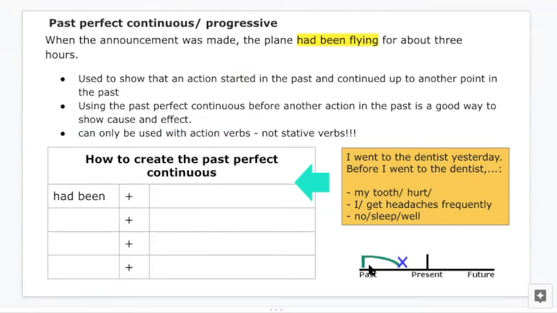So for example, we're here, I'm telling you the story in the present moment about the announcement that was made, right? And the announcement that had been made is a past moment from the present. The plane started flying here and it did this until this other past moment. So it's a duration here between two past events. Does that make sense? Yeah. It's a little bit difficult.